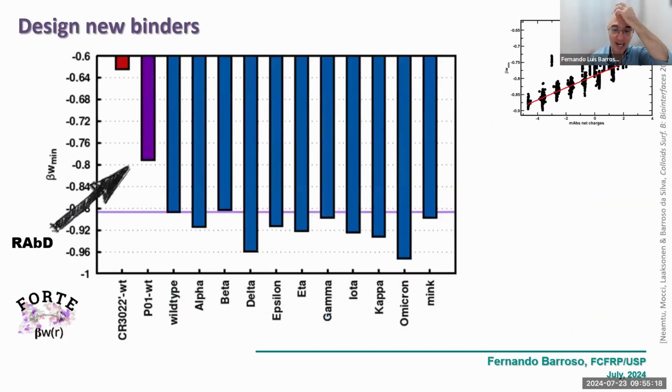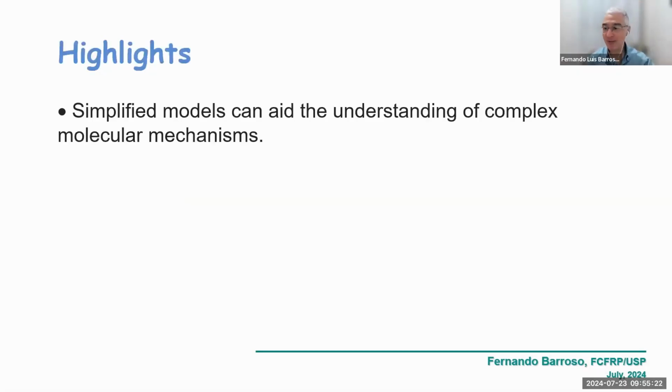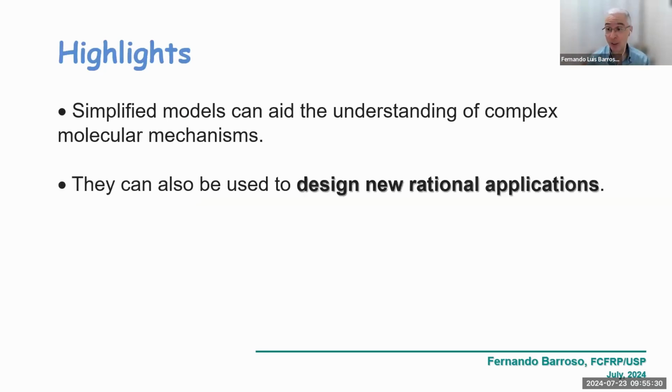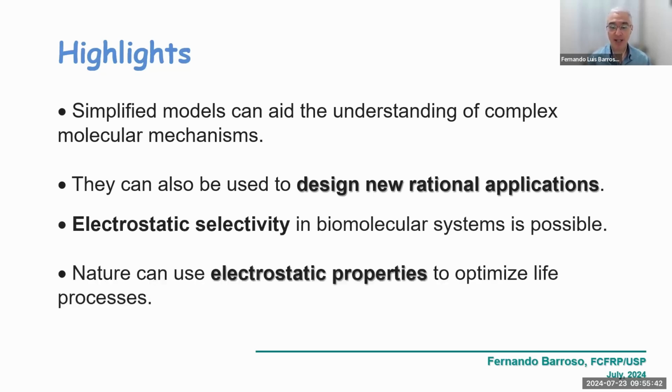And let's just highlight here the main points that I tried to show. Even if I jumped a couple of slides, I think I could show you that simplified models can help you to understand these complex mechanisms, help you to design new materials. I think the example with the spider silk is a nice one. Electrostatic selectivity is possible. You can see at least two examples of it. And nature, as in the SARS-CoV-2 problem, is really exploring these things.